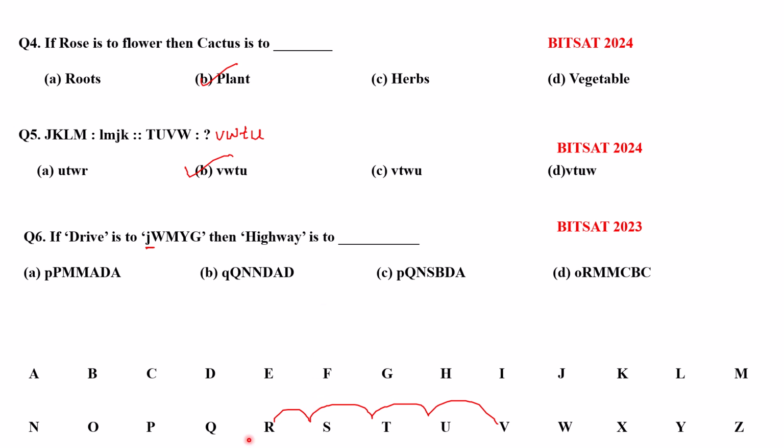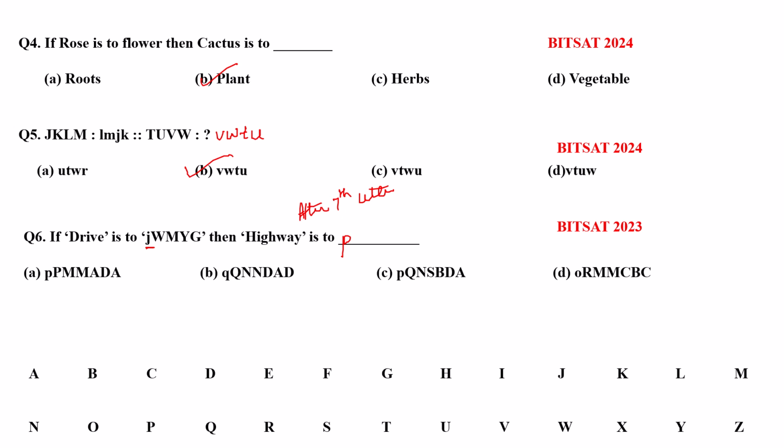Now in the same way, if you see, how many letters does "highway" have? If you count, it has 7 letters. So H is coded as the letter that comes after 7 letters. 1, 2, 3, 4, 5, 6, 7. So it is P, but you have to write it as a small letter. So H is coded as P, and you have to move after the seventh letter, isn't it? After the seventh letter. I am writing it because this is the sequence we have to follow.